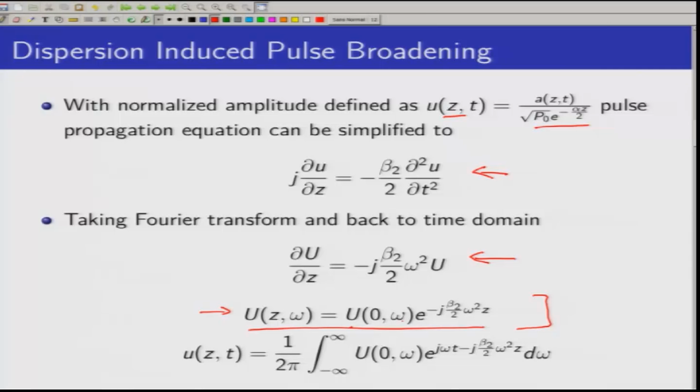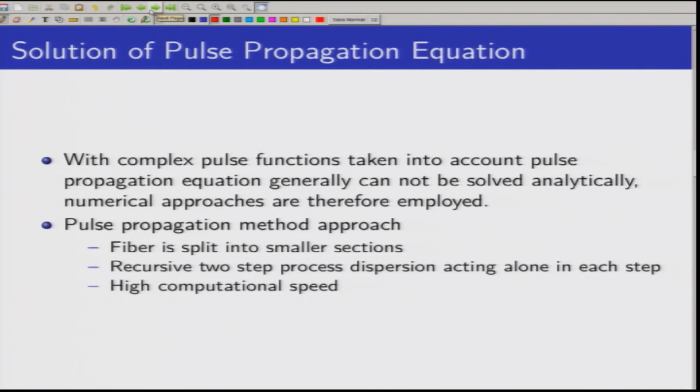And to get back this equation in the time domain, we will take the inverse Fourier transform, which shows that the equation becomes, which is just the inverse Fourier transform of the above equation. So, how do we go about solving this equation? When we take complex pulse functions into account, the pulse propagation equation cannot be solved analytically. We actually need to have some numerical approaches. Pulse propagation method approach that we will see in the upcoming slides.